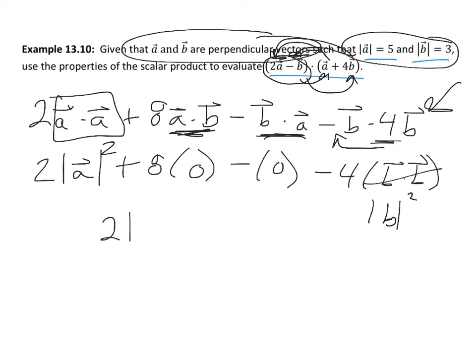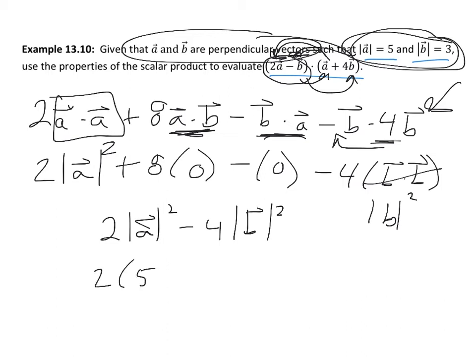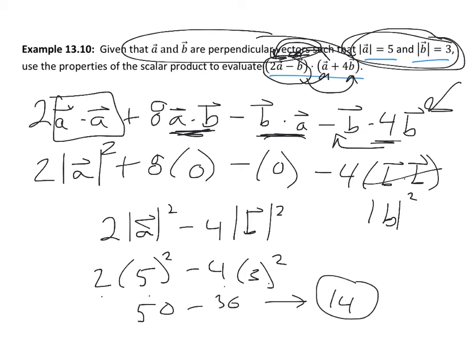So now I have 2 magnitude of A squared minus 4 magnitude of B squared. Well, we know what those magnitudes are, right? This is 2 times 5 squared minus 4 times 3 squared. This is 2 times 25, so that's 50. 50 minus 4 times 9 is 36. So I'm getting this to be 14. So I was able to figure out what this thing was, even though I didn't know either of the vectors exactly. I just knew that they were perpendicular, and what their lengths were. And so this is what that dot product is.